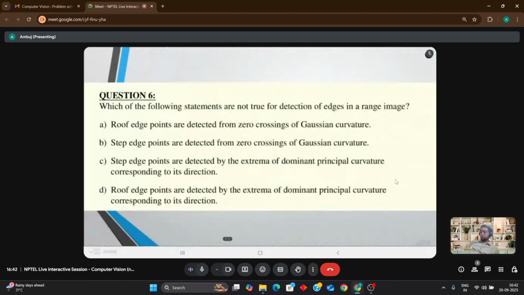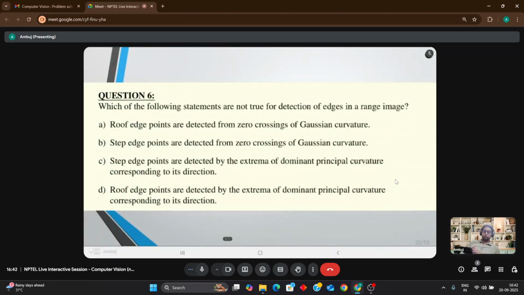So D will be the correct one. Now question number 6: which of the following statements are not true for detection of edges in a range image?